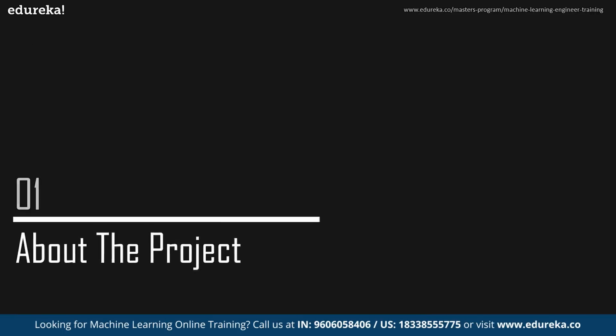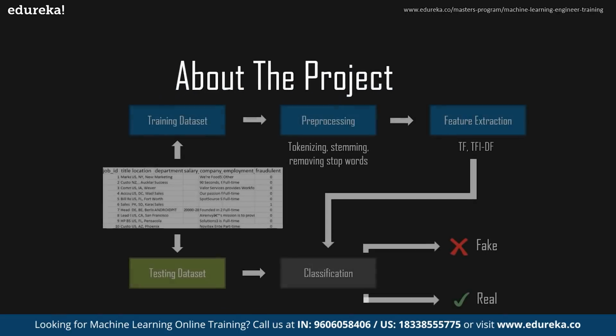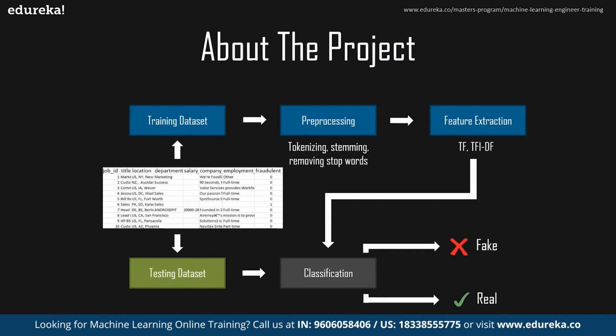So let's start with understanding the project. Identifying fake jobs manually is very difficult and almost impossible. Hence, we can apply machine learning to train a model for fake job classification. It can be trained using the data of previous real and fake job advertisements so that it can identify a fake job accurately. In this project, we'll first pre-process the raw data by tokenizing and removing the stop words. This pre-processed data will later be used to extract features using techniques like term frequency and inverse document frequency. To train the model, we'll be using a classification algorithm.